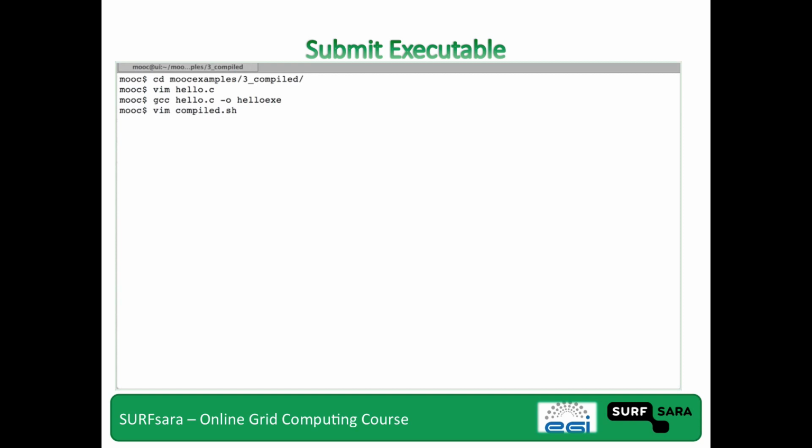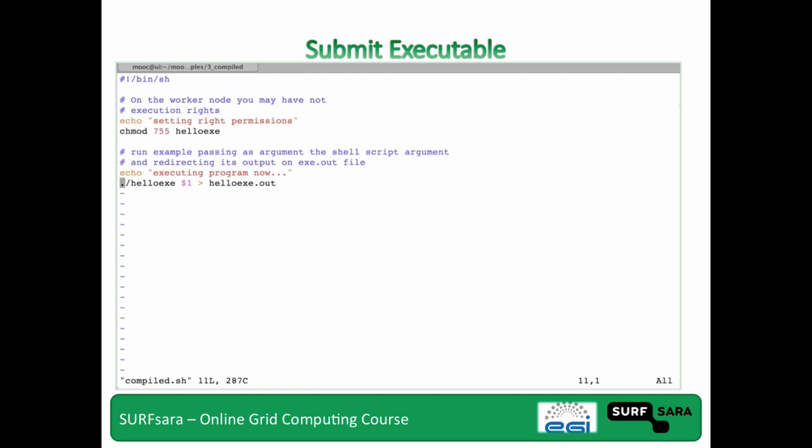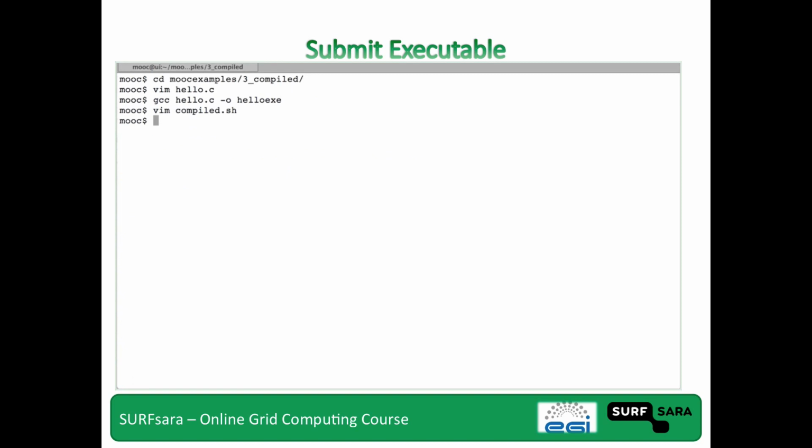So we also need to take a look at the script that is going to be run, and as you can see you need to set the permissions, and this is needed because the stuff that you will put into the grid or to the input sandbox will by default not be executable, so you need to do this yourself. And as you can see, you just call the exe with the parameter and redirect to standard out. Alright.